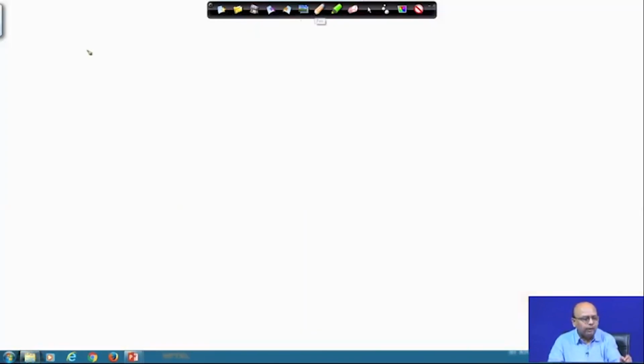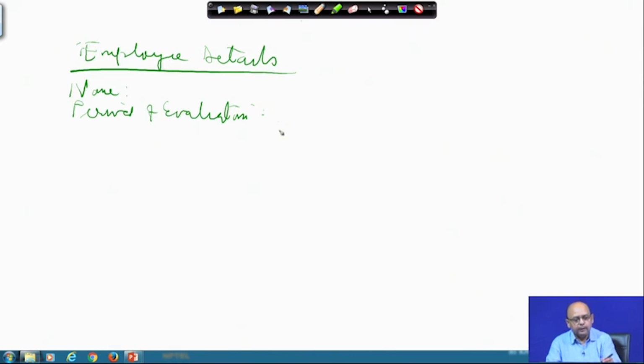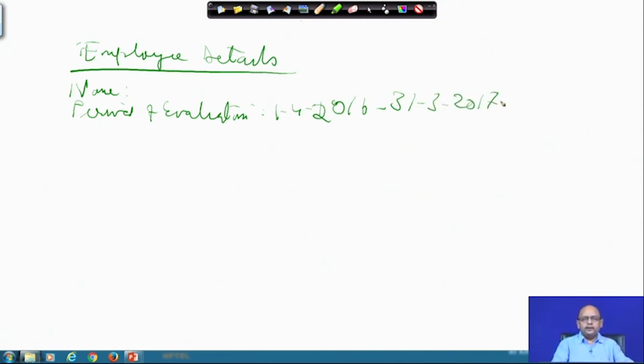So, first of all you have employee details in any form, right. It could start with the name of the employee, period of evaluation, okay. And the period of evaluation could be 6 months or 1 year, usually it is 1 year. So, for example, if you are taking a financial year, it could be from 1/4/2016 to 31st March 2017. Many companies use this financial year, because based on that they are going to provide reward or bonus or whatever is there.